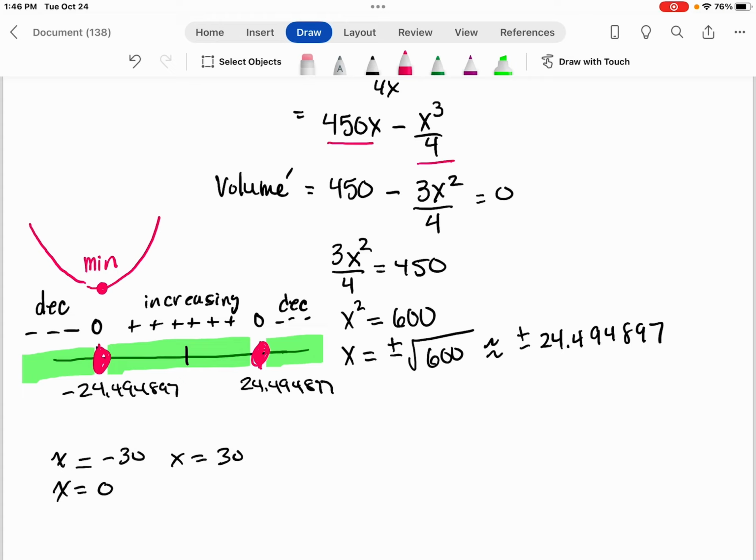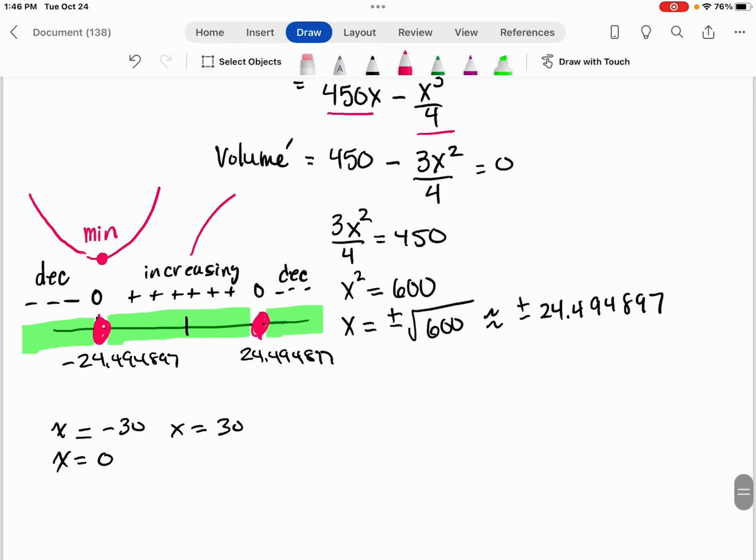Now on the next interval, I'm increasing. So that's going to look like this. And then when I hit that positive 24 critical value, then I start to decrease. So at this value, we're going to have a maximum. So the question wants us to maximize the volume, which means we're going to use x equals the positive 24.494897. That's our maximum.